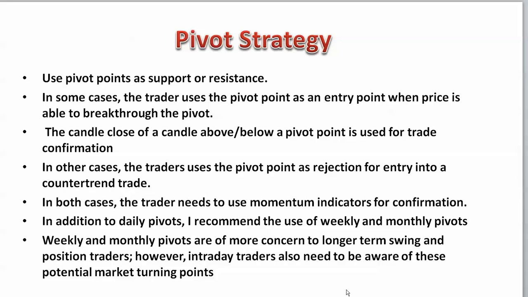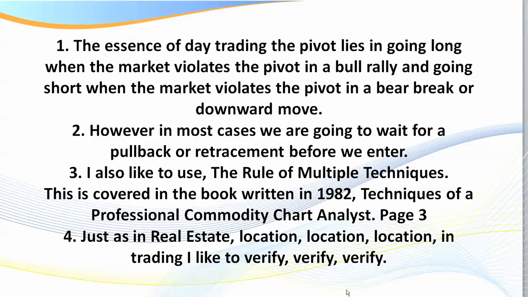So let's move on to the next slide here, and a couple of points before I go to the charts, and it's this: the essence of day trading the pivot lies in going long when the market violates the pivot in a bull rally, and going short when the market violates a pivot in a bear break or a downward move. So your primary pivot, if you are under that, there's a good chance the market's going to keep dropping for a period of time, so it's giving you a bias to the downside. However, in most cases we're going to wait for a pullback, a retracement, before we enter, and I will show you that.